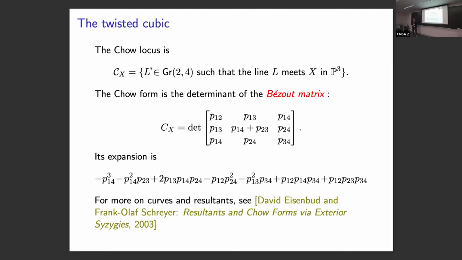Right, so just to quickly flash an example for people who are coming at this from the algebraic geometry perspective, the Chow forms of curves are very interesting, well studied, and there's certain resultants. And there's been a lot of work on this by Eisenbud and Schreyer. It's really cool, and you can sort of explicitly say what they are.